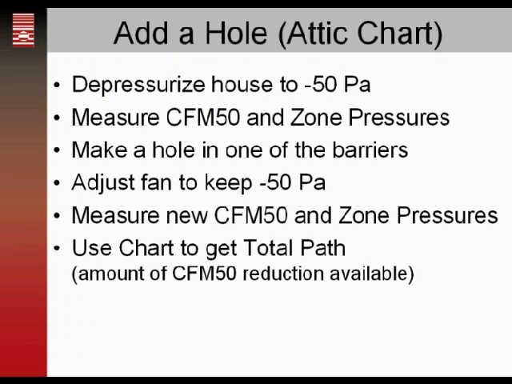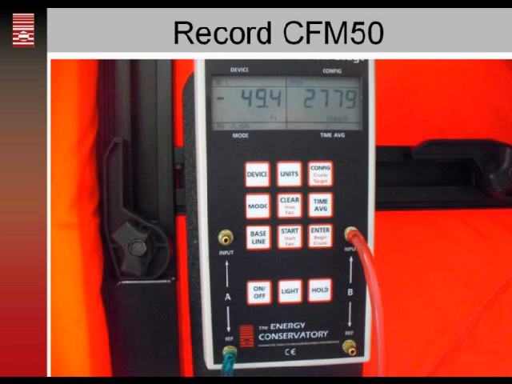So when we're using the attic chart for adding a hole, and I'll show an example of this also, you'll depressurize the house to 50 pascals. You'll measure the CFM 50 and the zonal pressures. You'll make a hole in one of the barriers. You'll adjust the fan to keep it at 50 pascals and measure the new CFM 50 and the new zonal pressures, and then use the chart to get the total path or the amount of CFM reduction available through those charts. This is just to show you one way of taking those attic pressure measurements.